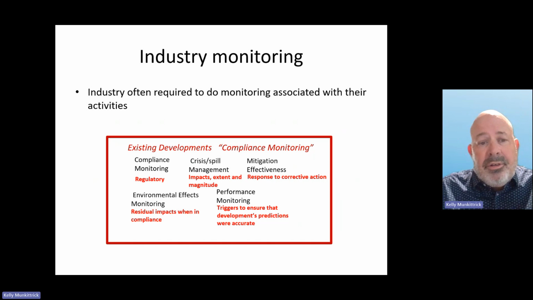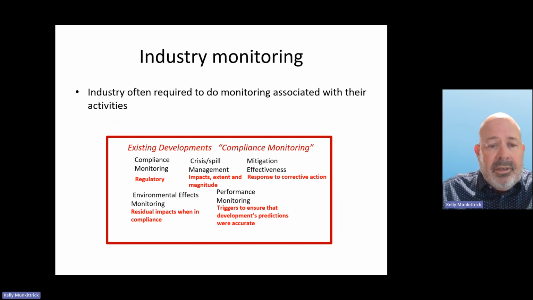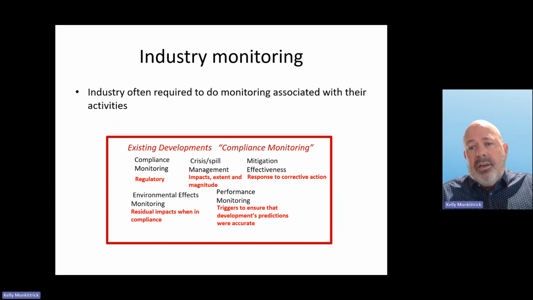Industry does a lot of monitoring associated with their activities, and I divide that monitoring into 5 different types: compliance monitoring, crisis and spill management monitoring, mitigation effectiveness monitoring, performance monitoring, and environmental effects monitoring. And I'll talk about environmental effects monitoring in a bit more detail in a minute.